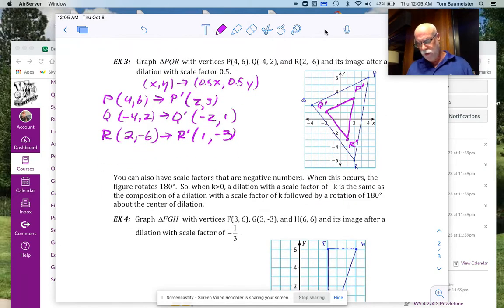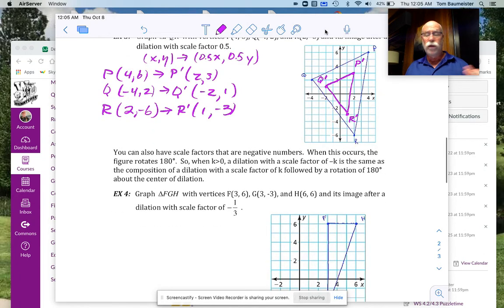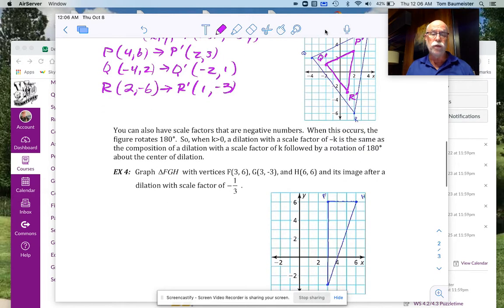Okay, you can also have scale factors that are negative numbers. When this occurs, the figure actually rotates 180 degrees. So when k is greater than 0, a dilation with a scale factor of negative k is the same as the composition of a dilation with a scale factor of k followed by a rotation of 180 degrees about the center of dilation. But again, you're still just going to do the same thing, ladies and gentlemen. You're just going to multiply it, and you'll see that this one does rotate and shrink. So it actually shrinks first, and then the negative will make it rotate.